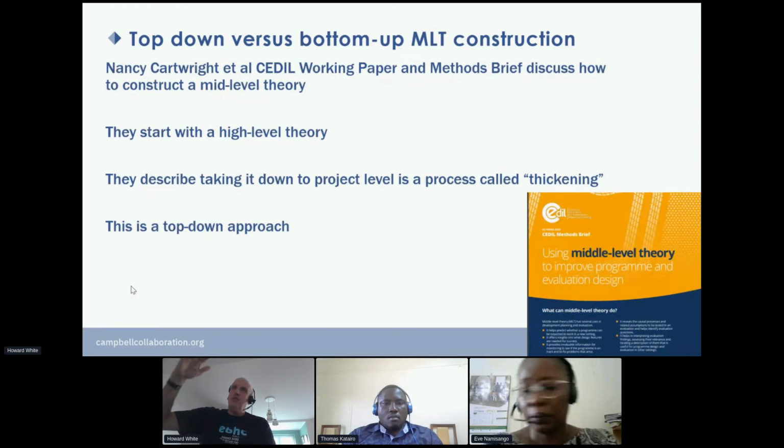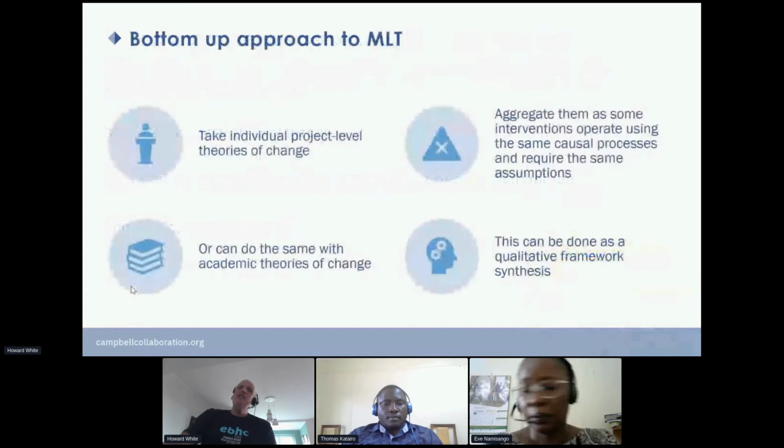So I call that a top-down approach. Here's our high-level theory. Now we can thicken it by adding in details about the specific intervention we're looking at to tease out the causal process and assumptions that apply to that particular intervention. The alternative way is to take a bottom-up approach.